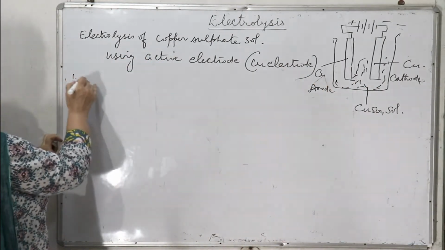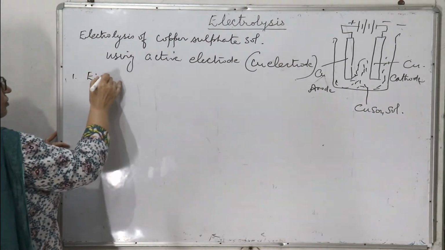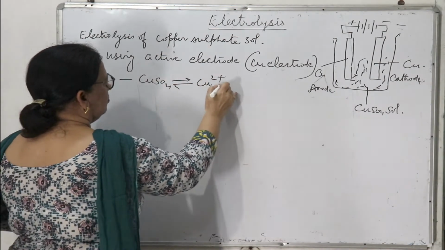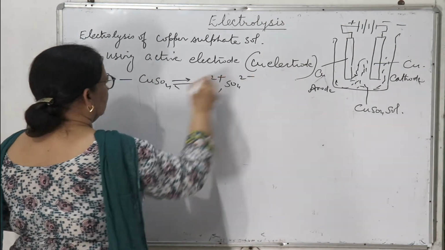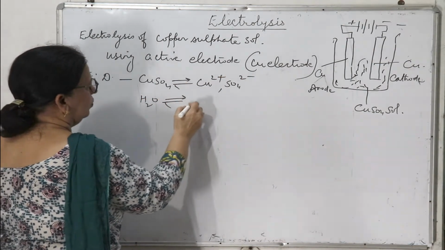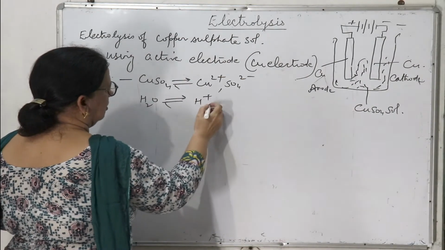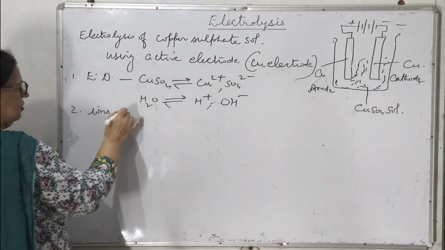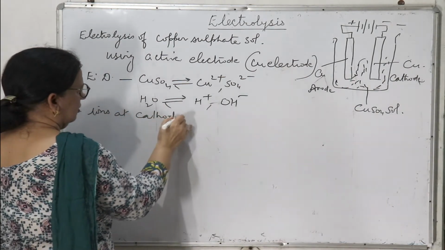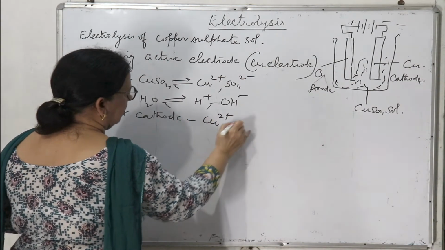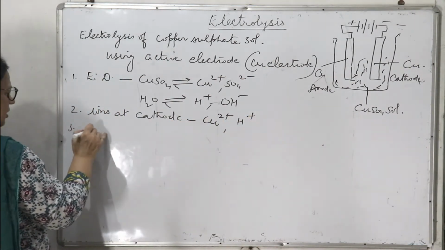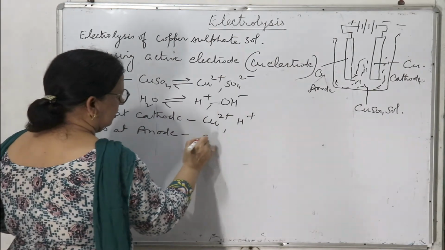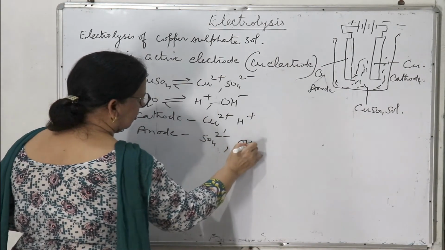First step is the same, that is electrolytic dissociation. CuSO4 will dissociate into Cu2+ and SO4 2-. In the same way, water will dissociate into H+ and OH-. Second step, ions at the cathode, that is Cu2+ and H+. Ions at the anode, that is SO4 2- and OH-.